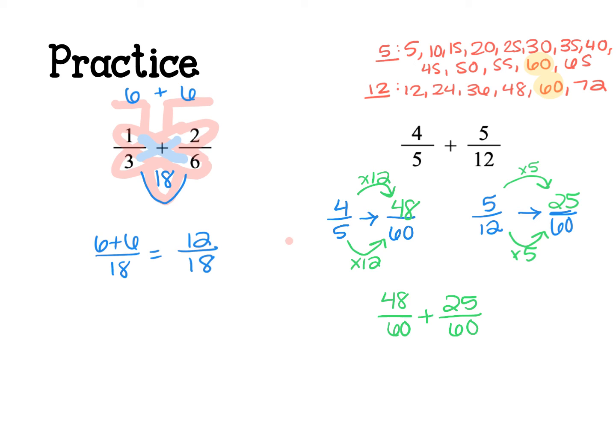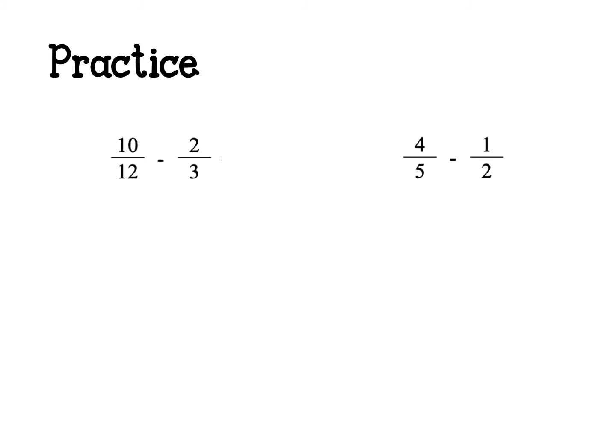When I add them together, I keep the denominator the same and add the top numbers. My final answer is 73 over 60. Now I want you to try these last two problems on your own, and then we will go over them.